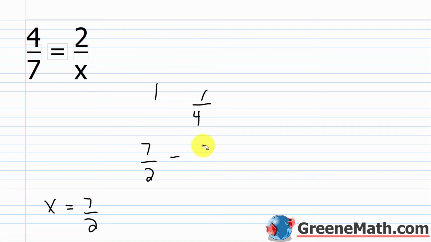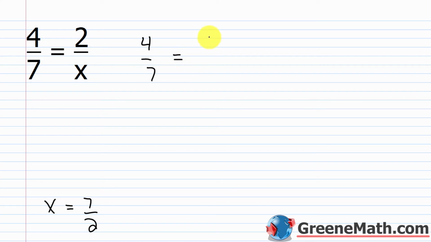I just plug in for x. So what would I have? I'd have 4/7 is equal to 2. Remember, I could write 2 as 2 over 1, divided by this x, which is 7 halves. And then it makes it obvious that I'm going to take 2 over 1 and multiply by the reciprocal of 7 halves, which is 2 over 7. 2 times 2 is 4 over 1 times 7, which is 7. So this becomes 4/7 as well. So we get that 4/7 equals 4/7. Both sides are the same value, and so we know our solution, x equals 7 halves, is correct.